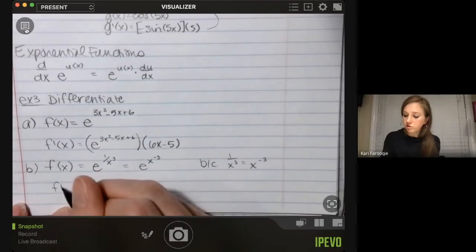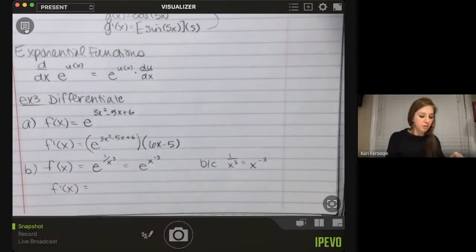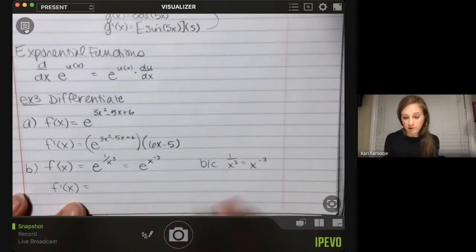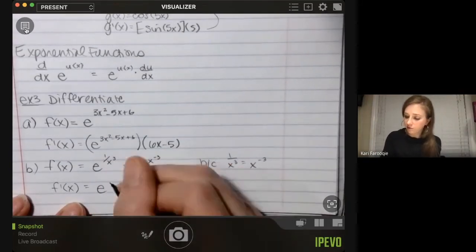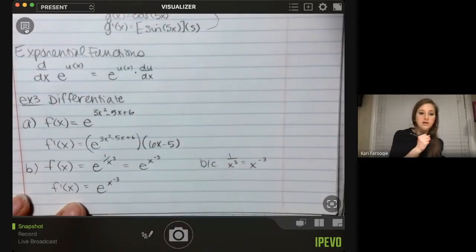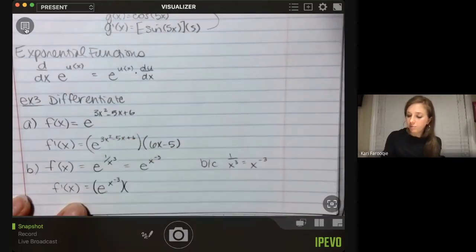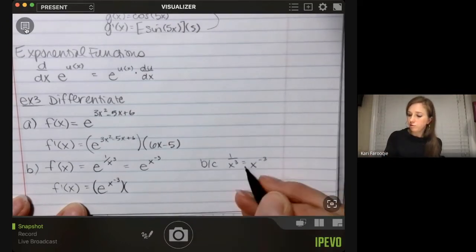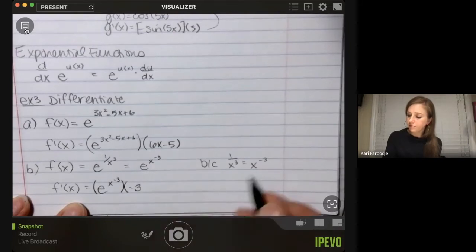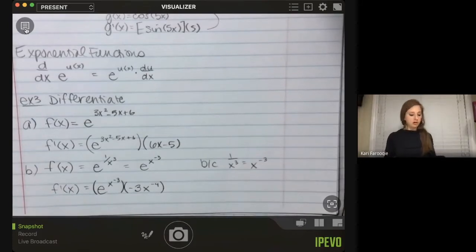Okay, so when you're taking your derivative, f prime of x, take the derivative the way you normally would. The derivative of e to the x is e to the x. So we're just going to keep this as e to the x to the negative third power. And then we're going to multiply this by the derivative of the inside function. The inside function is x to the negative third power. Its derivative is, bring the power down, negative 3 x to the negative fourth. Remember, your inside function with your exponential is always what's in your exponent.